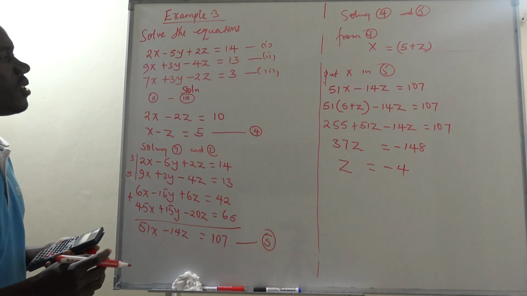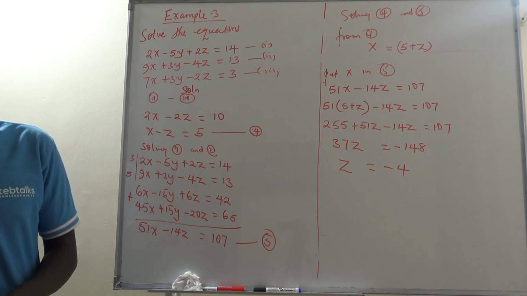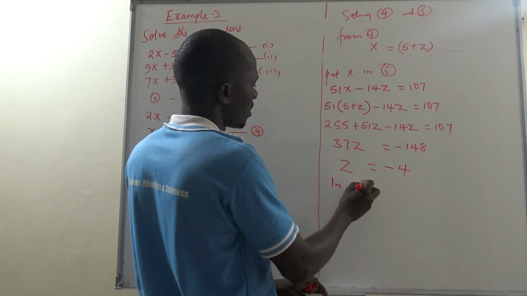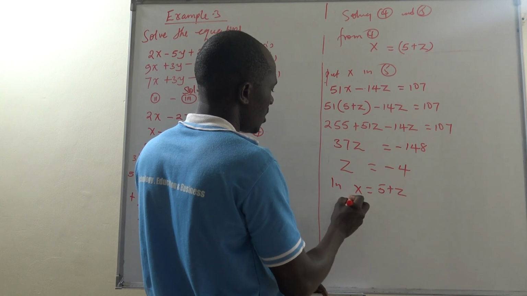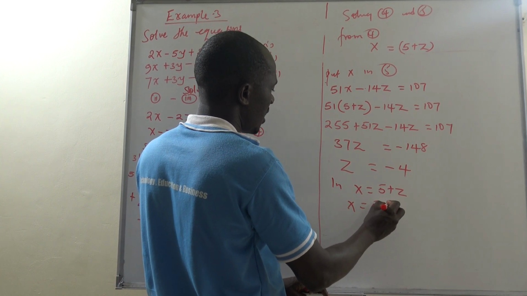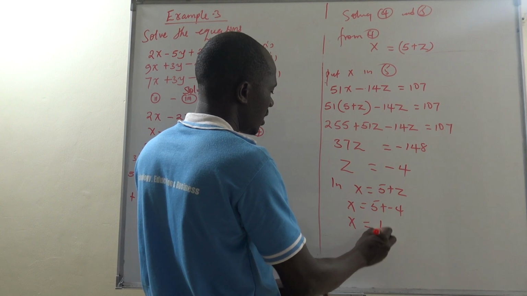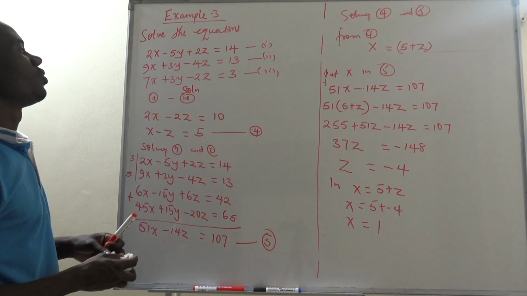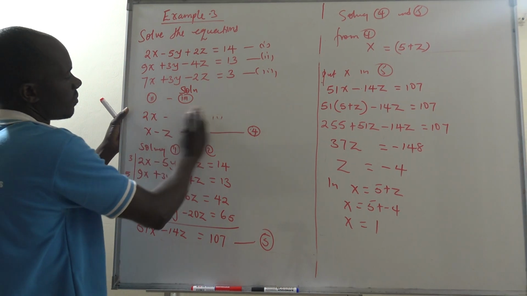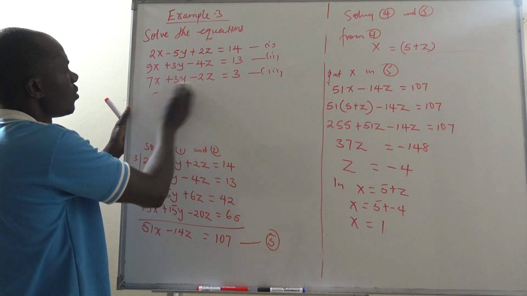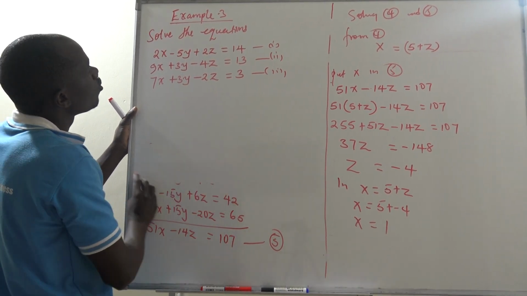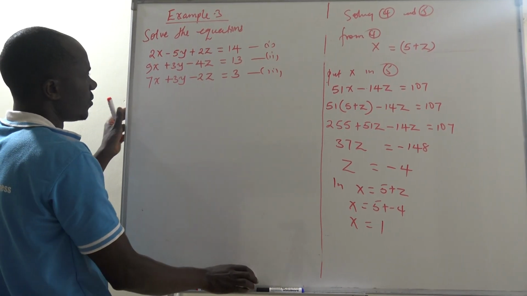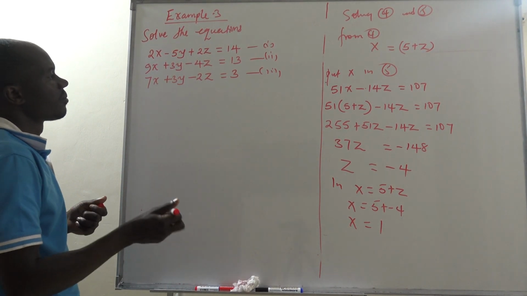After getting z is negative 4, substituting to get the value of x, you can say x equals 5 plus z, x equals 5 plus negative 4. So x is automatically 1. After getting x equals 1, you are free to substitute in any equation of your choice to get the value of y. Choose which one is better for you. This time around I can use equation 3.